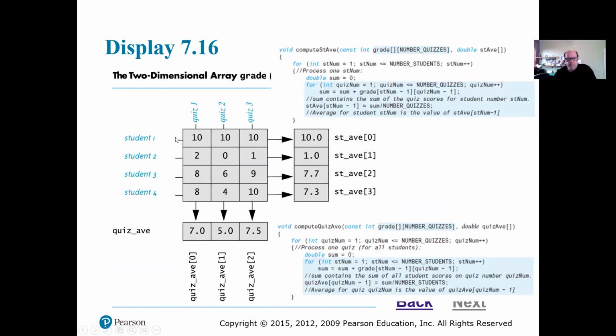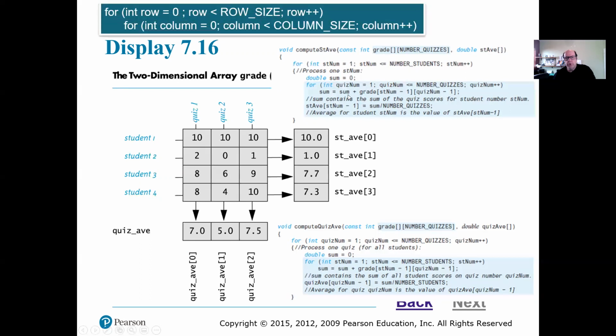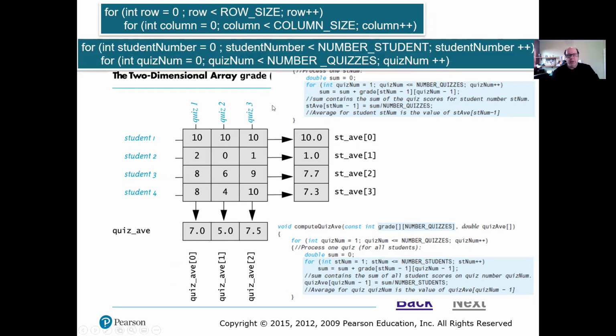So every row is going to be a student. Every column is going to be the quizzes. The typical way of going through a two-dimensional array that I'm used to is I go through the rows and I go through the columns. Your book wants to use some meaningful names. So instead of rows, we have student numbers, and instead of columns, we're going to have quiz numbers. This is going to be much easier to follow inside your for loops.